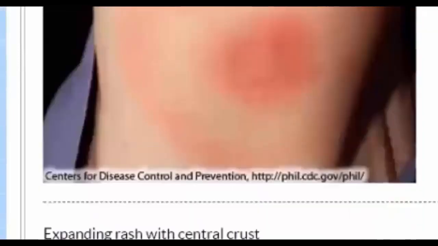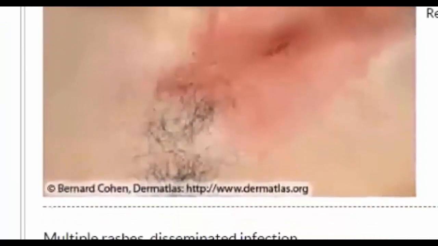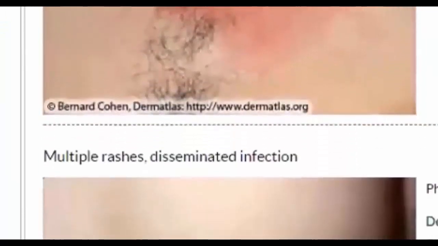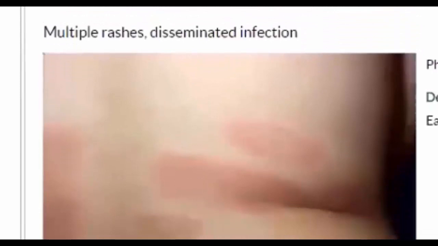And the rash, however, isn't always exactly like this. It can look like a completely different kind of rash. Can you scroll that picture? I want to see what's below there. Yeah. So here's an expanding rash with a central crust. And this is another way it can appear. This is a disseminated infection. What disseminated means is that now it's spreading.